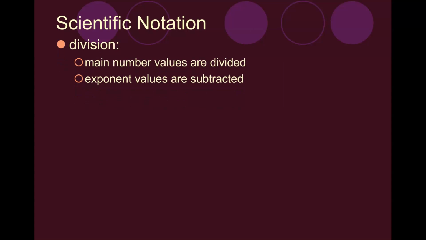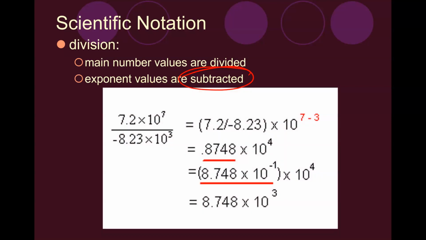Division, again, just like in math, we're going to divide the main numbers and subtract the exponents. So 7 minus 3 is 4, so our answer should be somewhere around times 10 to the 4th. And sure enough, it's times 10 to the 3rd. Again, watch those significant figures. That shows only 2, so our answer should be 8.7.